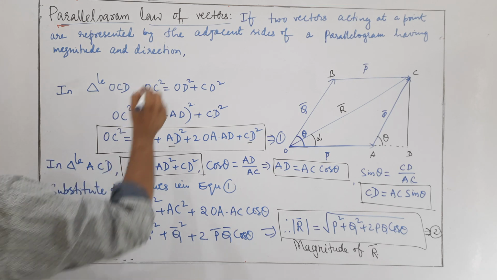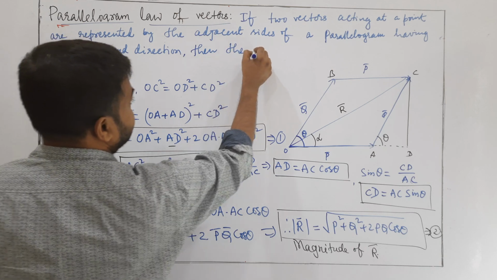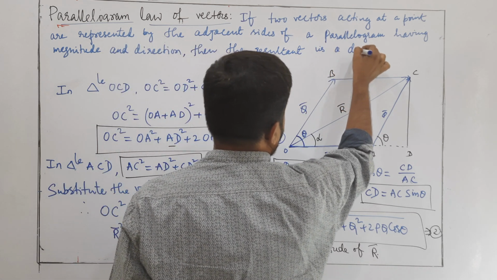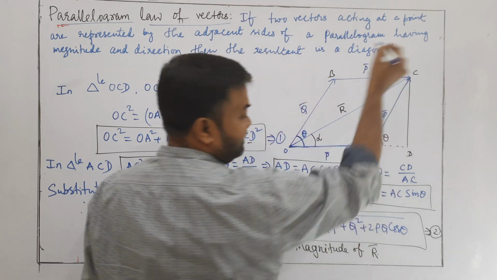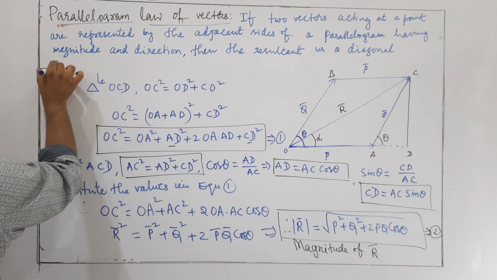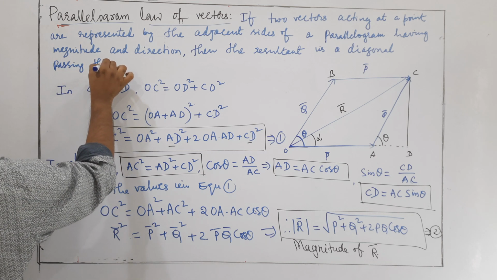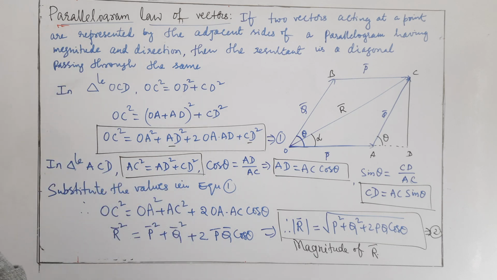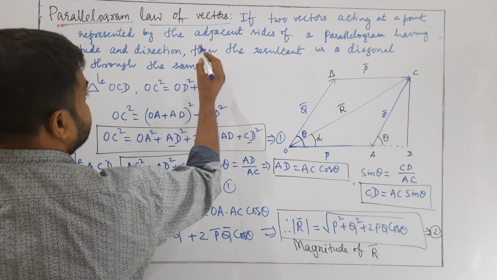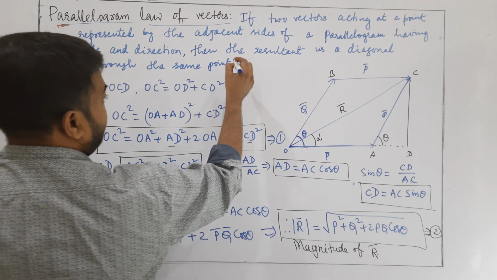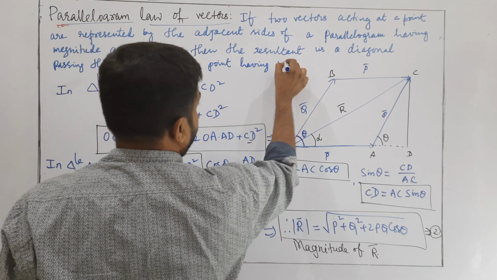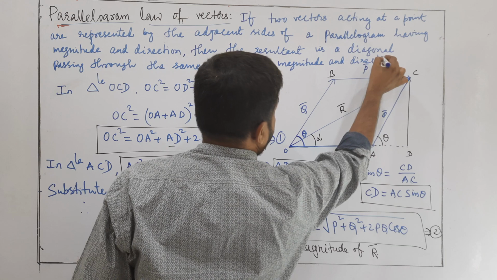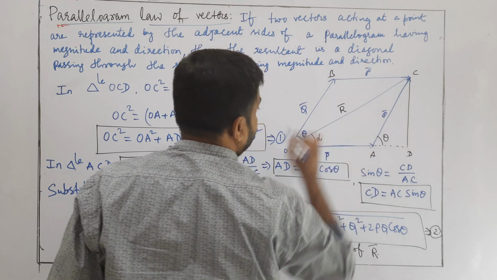Then the resultant is represented by the diagonal passing through the same point, having magnitude and direction. Okay, like this I can write.